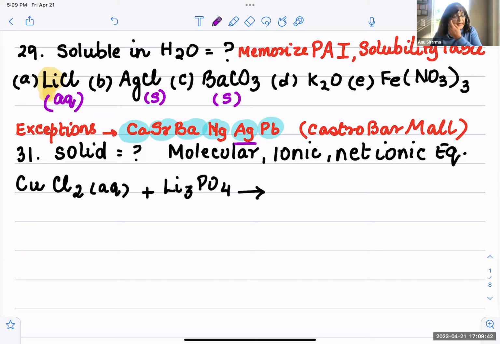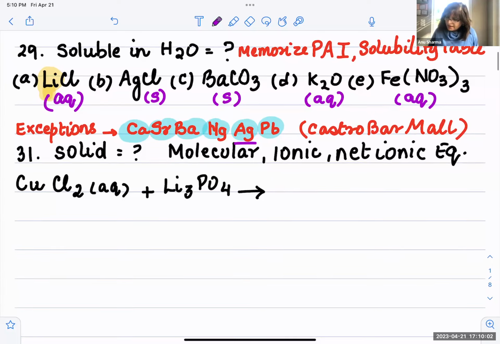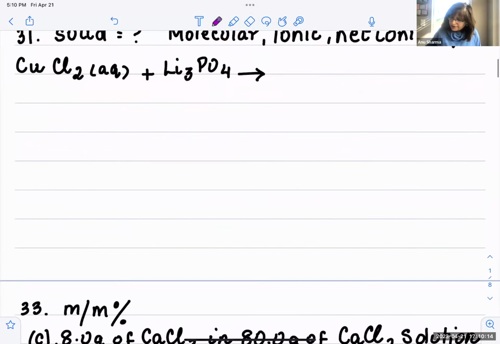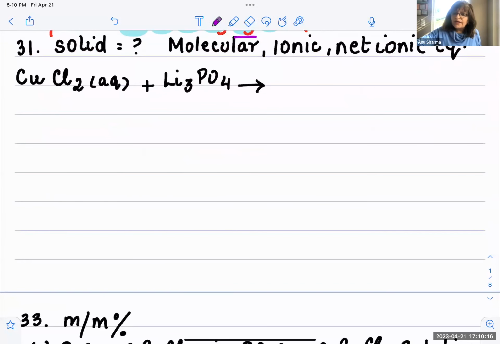Potassium oxide. Oxides are not on the table, but potassium is in group 1A, so soluble, aqueous. Iron nitrate: all nitrates are soluble in water, so anytime nitrates attach to anything, they will make it soluble. These are the basic things you need to remember. I gave you a list of things to memorize, so please memorize those, then it will become easy. In our next video, we are going to look at the net ionic equations.